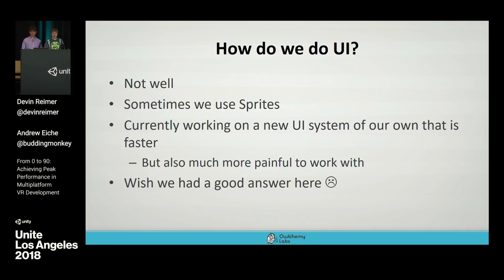So you might be thinking, okay, how do we handle UI then? Not well. We use sprites. And we've been working on a new UI system that from a performance standpoint is faster, but from a usability standpoint is not faster. So right now it's kind of painful to work with. I wish I had a good answer for people here of what to do. It's just very problematic, particularly when you're trying to target lower spec platforms when it comes to performance.